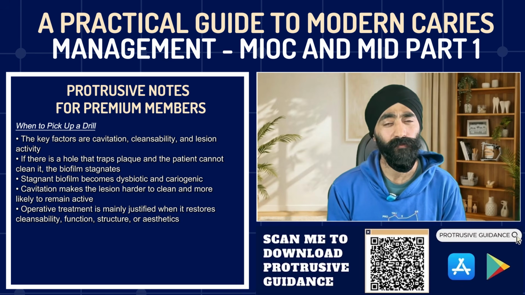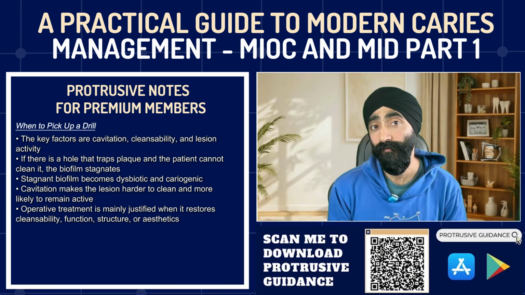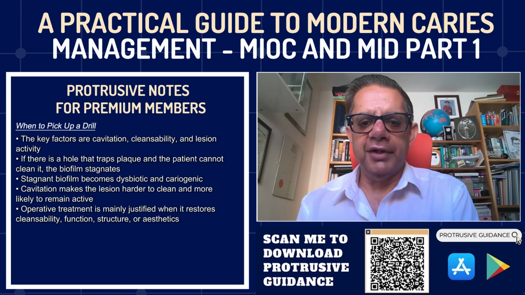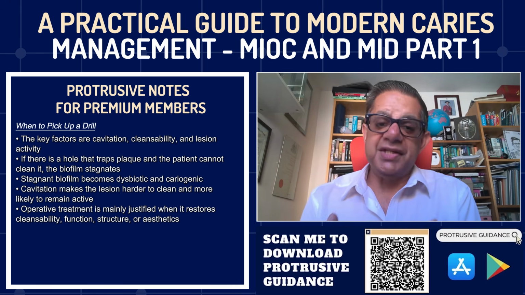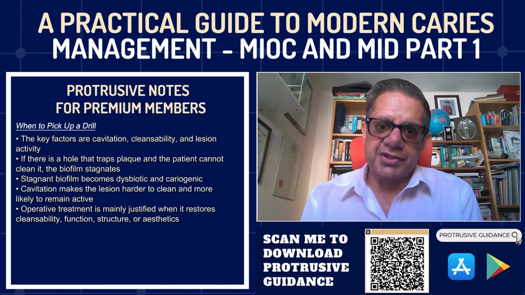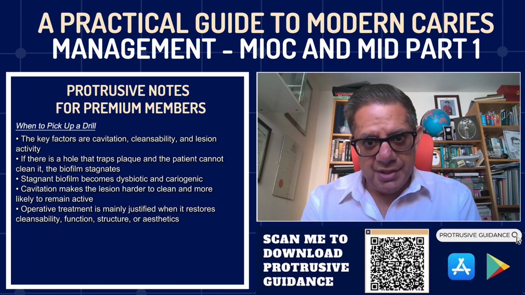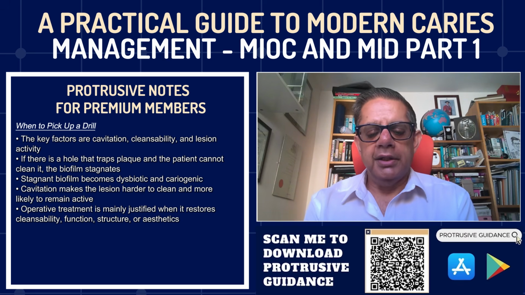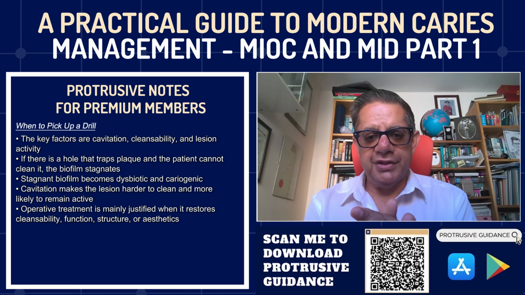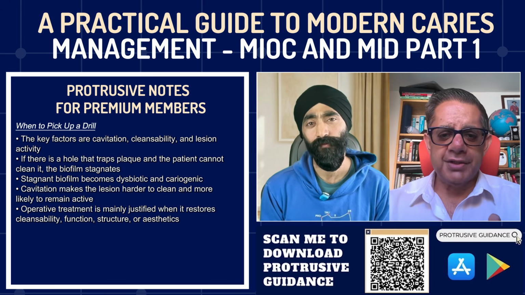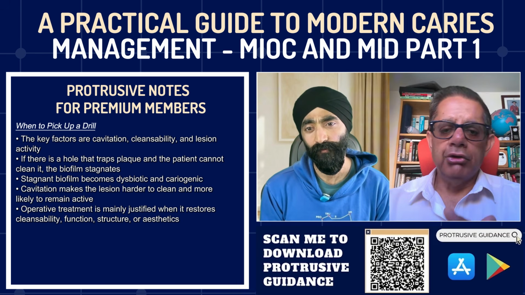And because that biofilm is growing and it stagnates more, now you're sort of putting the car into first gear and the car's moving, okay? So the process is active, i.e. the caries process is happening. So you've got cavitation that leads to cleansability, i.e. can the patient clean it? And that then leads to activity of the lesion. So those are your three factors. Now that's in an occlusal or in a proximal.